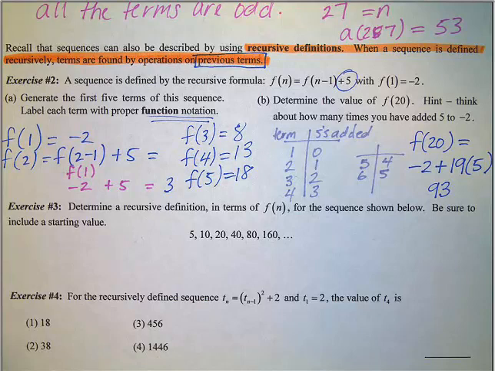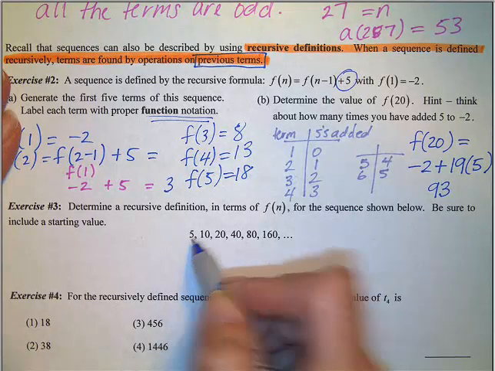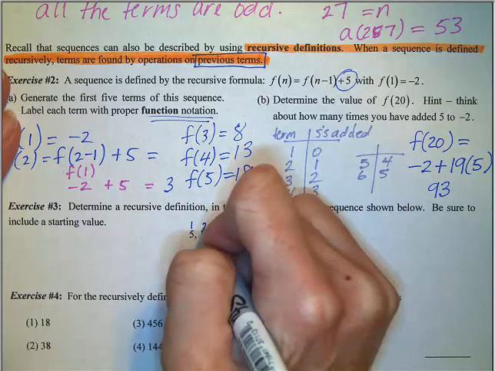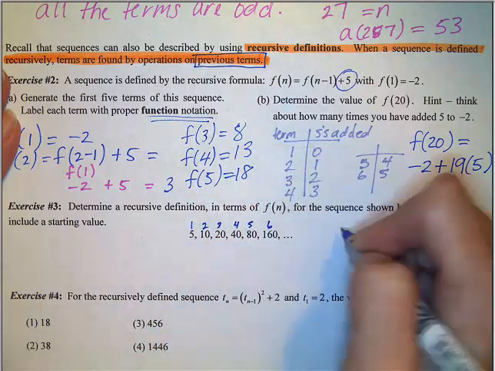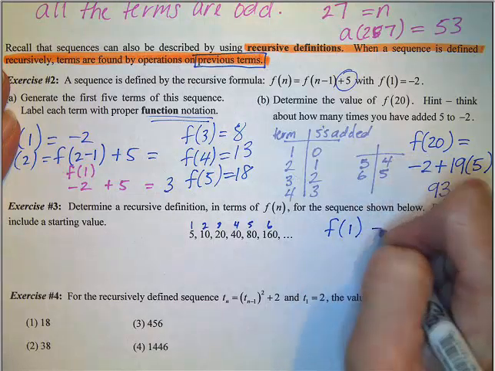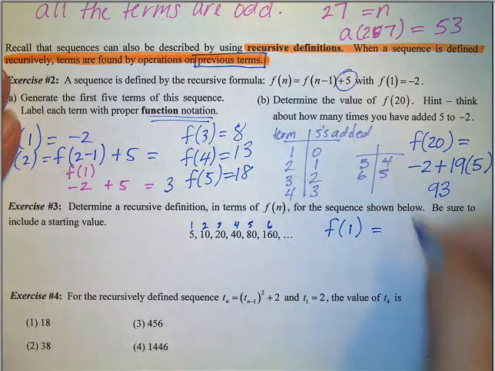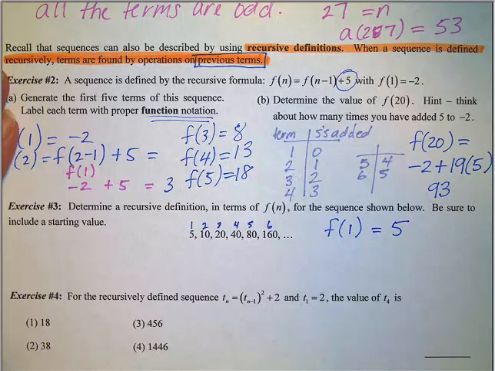So determine a recursive definition in terms of f of n for the sequence shown below. Be sure to include a starting value. So we have 5, 10, 20, 40, 80, 160. So 5 is our first term. 10 is our second, third, fourth, fifth, sixth. So f of 1, our first term, is 5. We have to know where to start in a recursive.